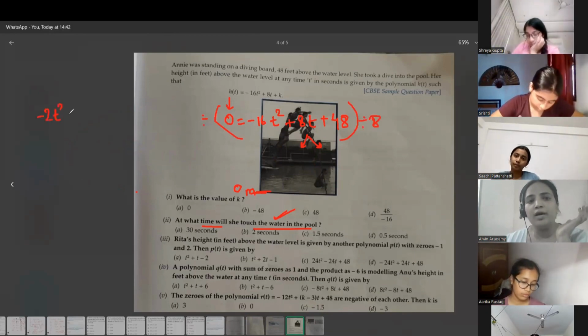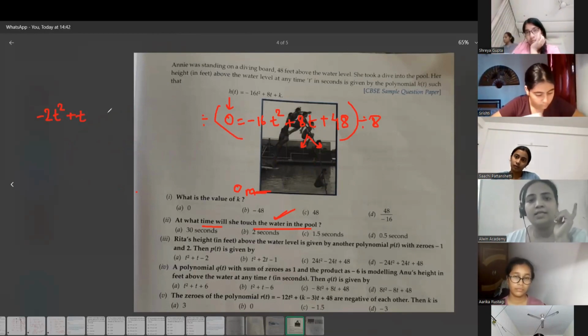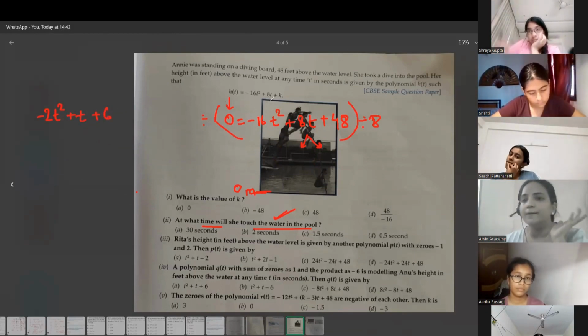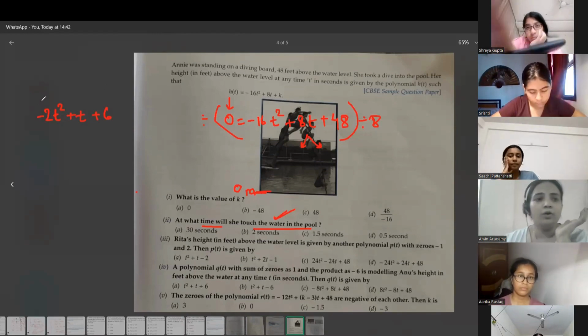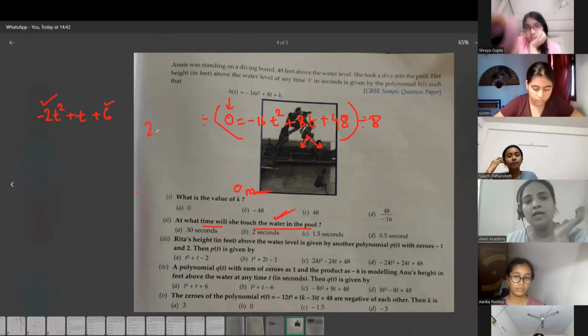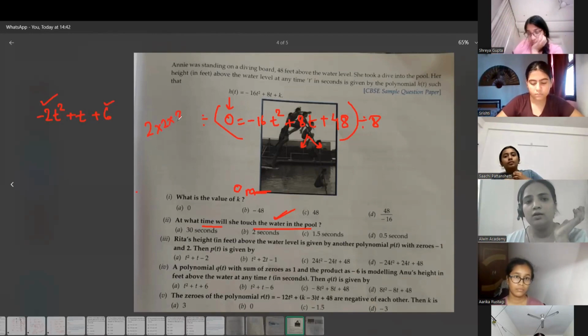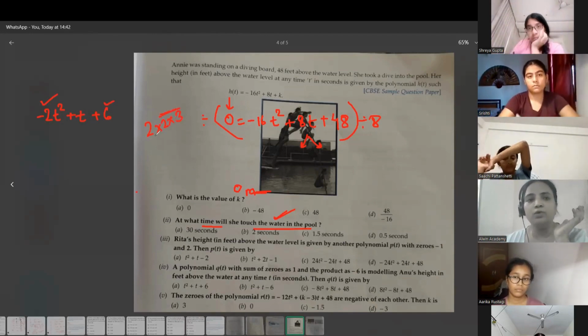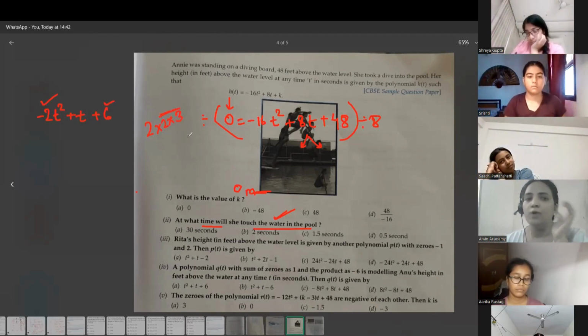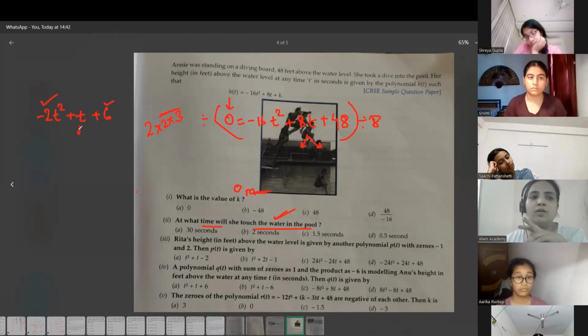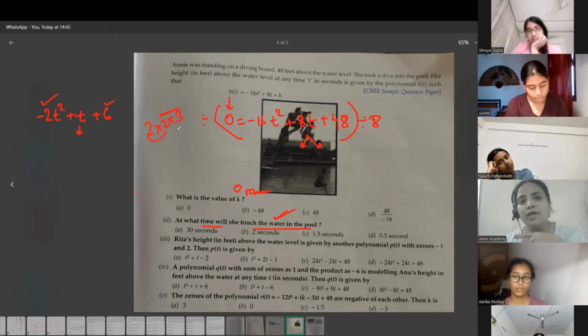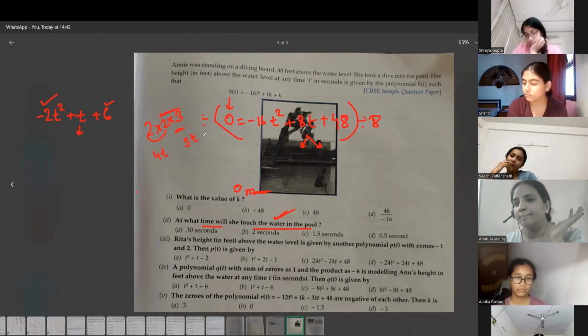Minus 2t square plus t. 8 by 8 is gone, t only. And 48 by 8 is plus 6. Right or not? Now you will take the product of 6 and 2, that is 2 into 2 into 3. I've broken down 6 into 2 into 3. Now you have to make two groups out of this so that you get positive 1. So 4 and 3. Right? So 4t and 3t.